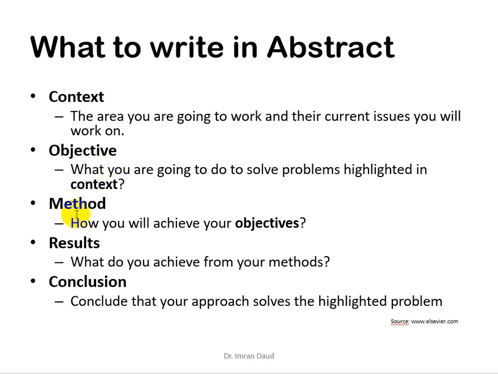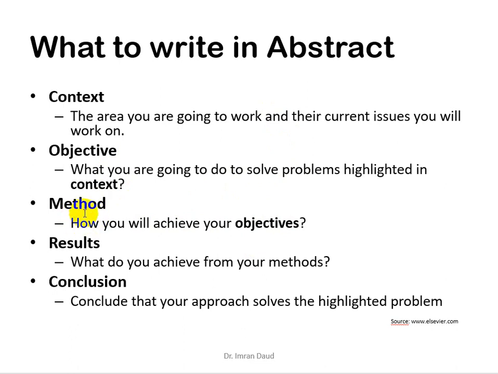Method will come right here, where you can write few details about it. So the objective can be one sentence, maybe two sentences, not more than that. Then later on, you will be discussing your method, how you will achieve your objectives. So your objective is to solve the privacy issues in social networks, right? That is your objective. So how you're going to achieve that? Right here, you will be talking about the method.